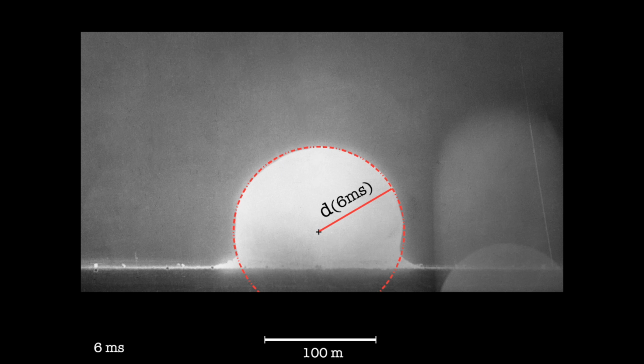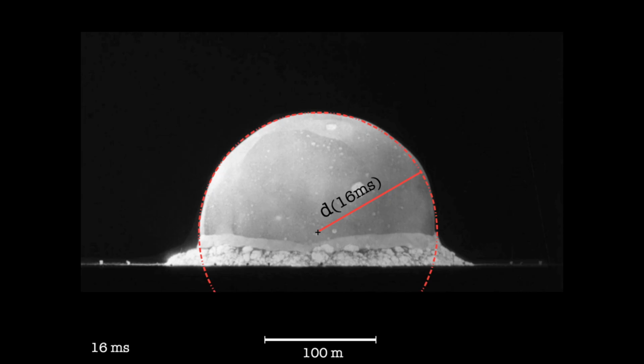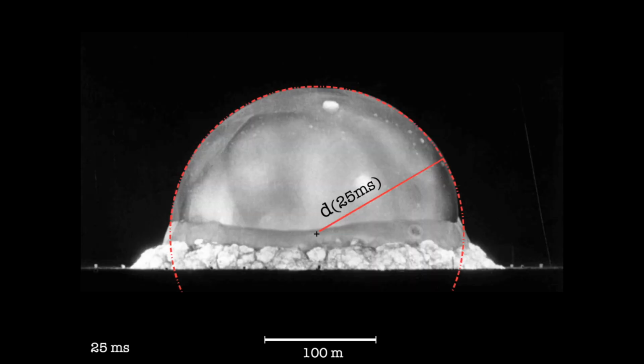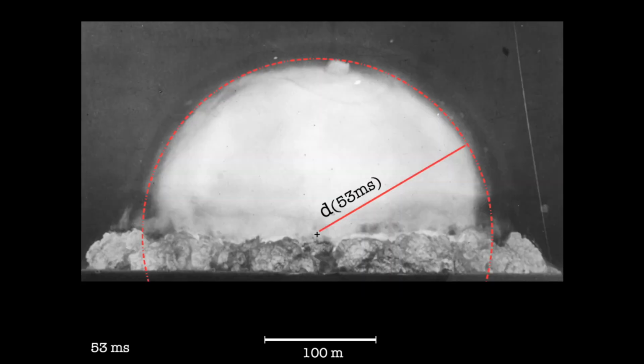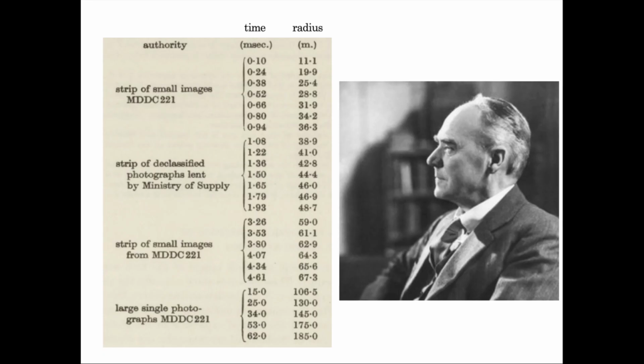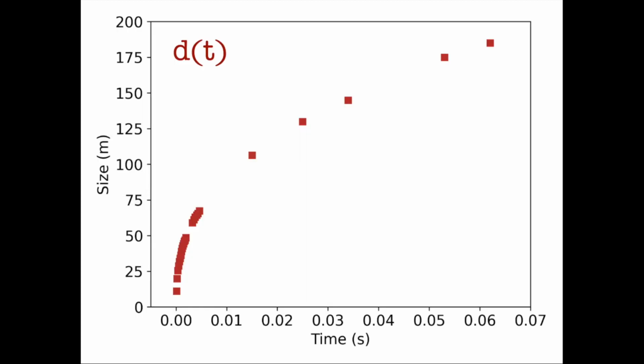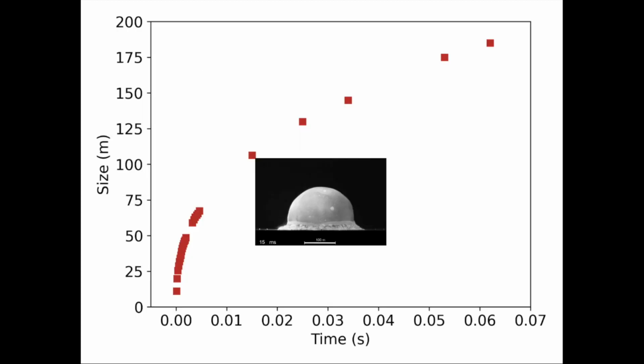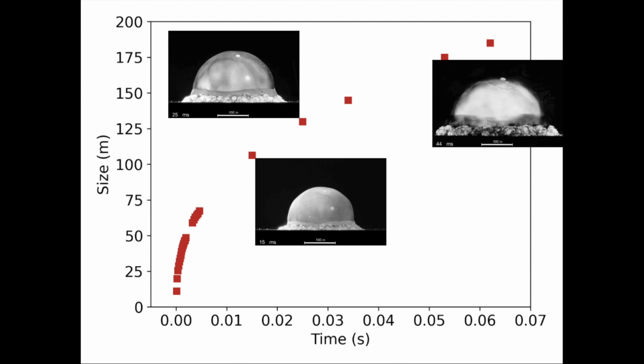This is the blast after 6 milliseconds, 16 milliseconds, 25, 53. The front of the explosion moves away at a rate that we would like to understand better. And this is what Taylor did. This is the table of numerical values he provided in his second paper. From this table of the size of the blast over time, he could get a plot like this. Here are a few illustrated data points.